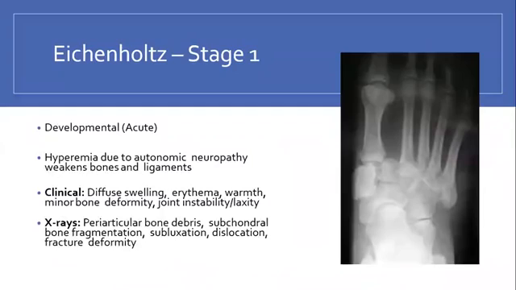Eichenholz stage 1, this is also known as the developmental or acute stage. There's hyperemia due to autonomic neuropathy that weakens bones and ligaments. Clinically, there's going to be diffuse swelling, erythema, warmth, minor bone deformity, joint instability, and laxity. And x-rays will show periarticular bone debris, subchondral bone fragmentation, subluxation, dislocation, and fracture deformity, as seen here on the right at the Lisfranc joint.